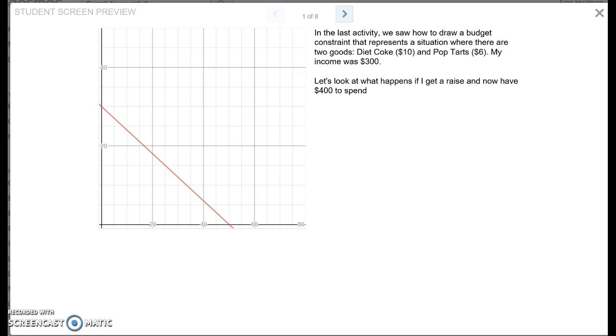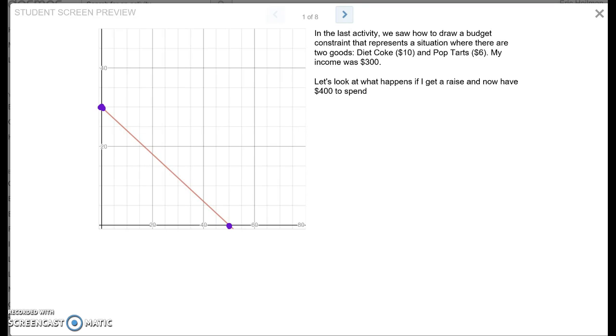So this is the graph. On this screen is the graph from the last video with Pop-Tarts and Diet Coke. And so the question is, what happens to this line if I get a raise? So in the previous example, my income was only $300, and now I'm going to get a raise to $400. So the question is, what's going to happen to the budget constraint? So remember, the way we calculated the intercepts before was to take our income and divide by the price. So these 2 points tell us how much we could get if we spend all of our money on Diet Coke or all of our money on Pop-Tarts. That's what the two intercepts mean.